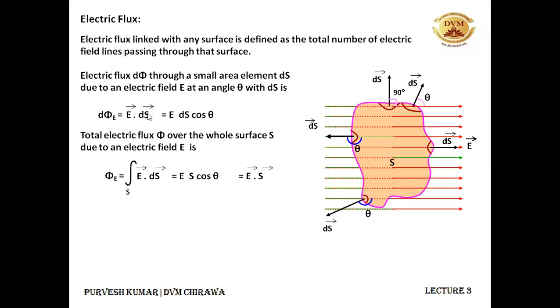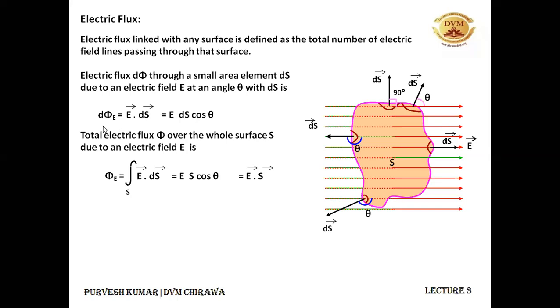The formula to calculate the electric flux through this small area ds can be written as small electric flux d phi E, with E in subscript, is equal to the dot product of the electric field and the area vector. So the dot product of the electric field and the area vector gives you the electric flux. And when you expand it out, it will be E ds cos theta.